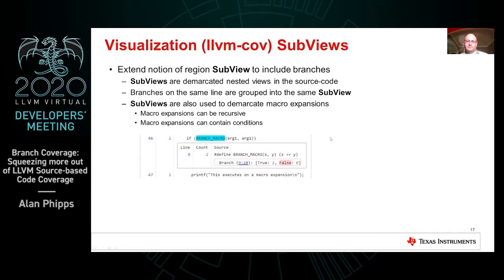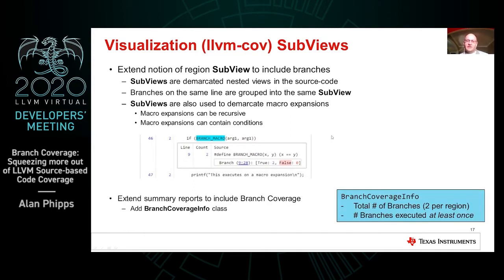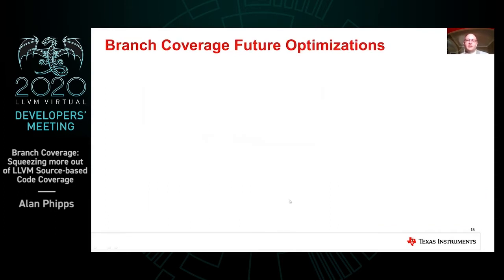So the final thing I had to do in LLVM cov was add a branch coverage info class to extend the summary reporting. And this is just very simply to track the total number of branches and the number of branches that were executed at least once. So you can get a percentage for branch coverage. So given all of that, branch coverage was fairly straightforward to implement.